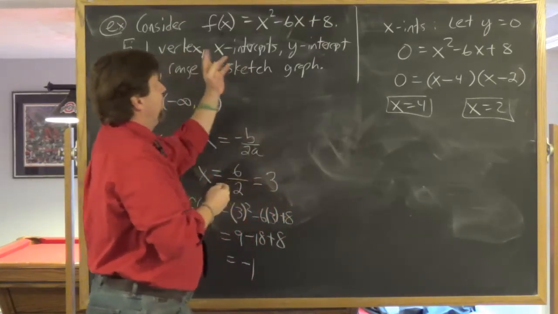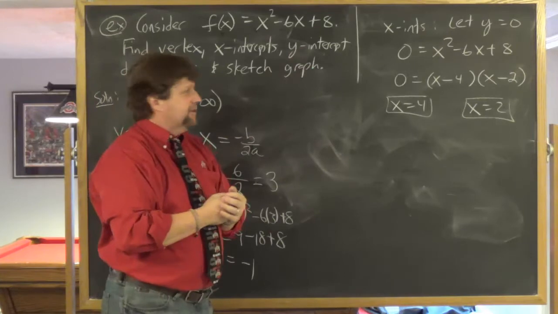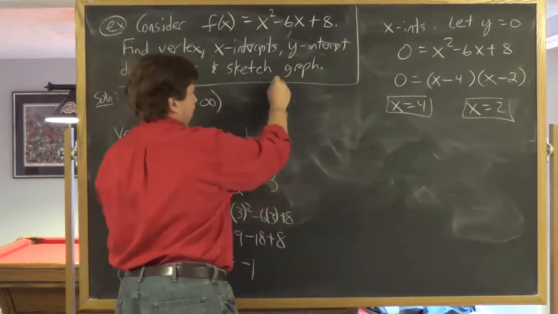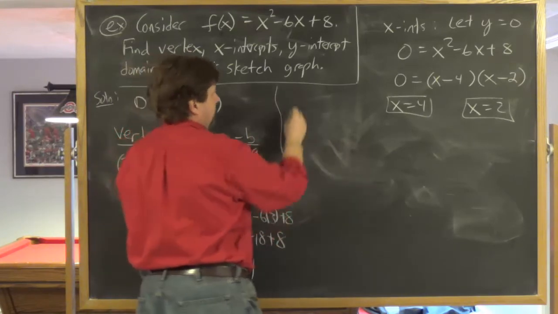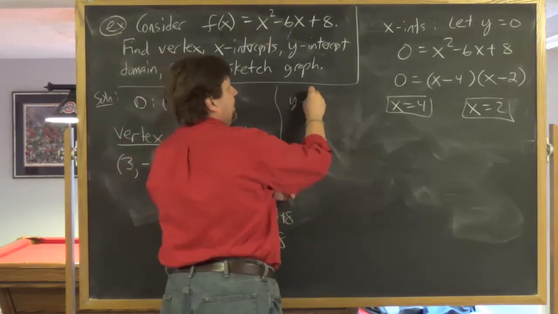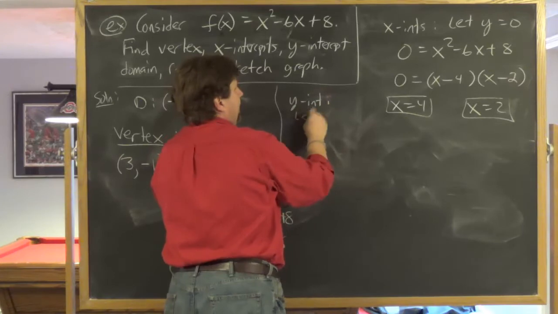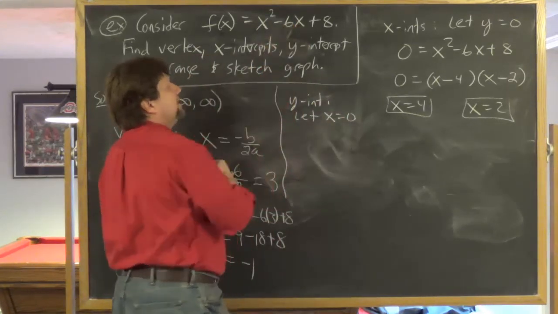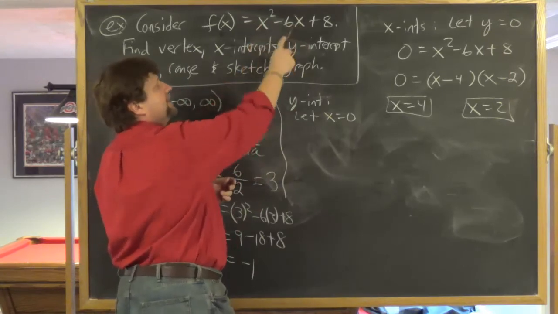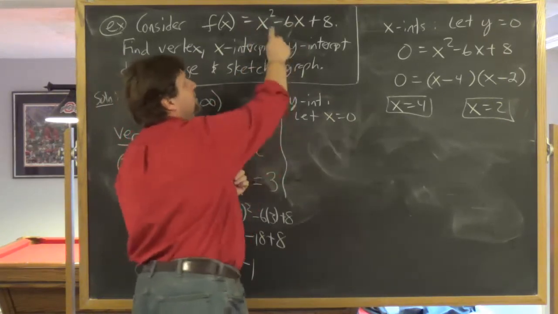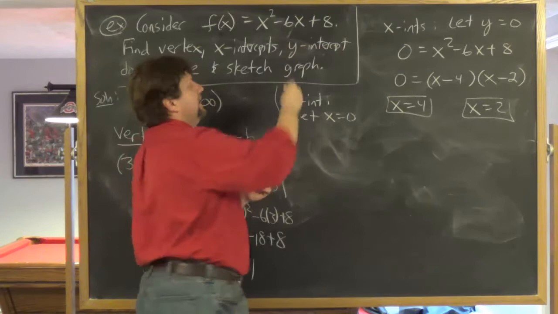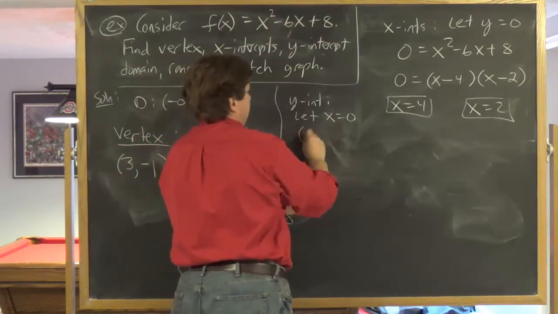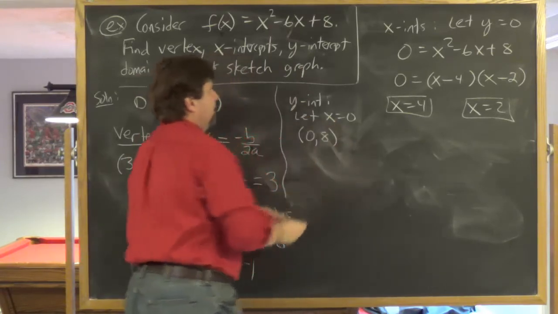Y-intercept, I have that up here. Find the y-intercept. Remember, to find the y-intercept, I'm going to squeeze that in right here. To find the y-intercept, you let x equal 0. So you toss 0 in for the x's. 0 squared is 0. 6 times 0 is 0. 0 minus 0, 0. 0 plus 8 gives you an 8. So the y-intercept is at 0, 8.